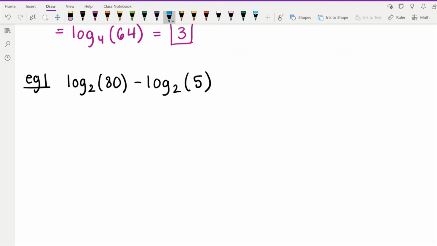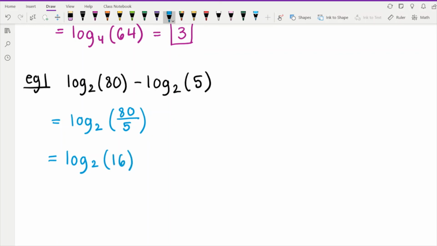But let's see what happens when we use logarithm rules to combine these, right? So what's a way of combining these? Well, we could use the division subtraction rule. So we could rewrite this as log base 2 of 80 over 5. So what is 80 divided by 5? Well, it's 16. You might not know that off the top of your head, but the way that I remember it is that I know that 5 times 8 is 40. And so 5 times 16 is twice 40, which is 80.